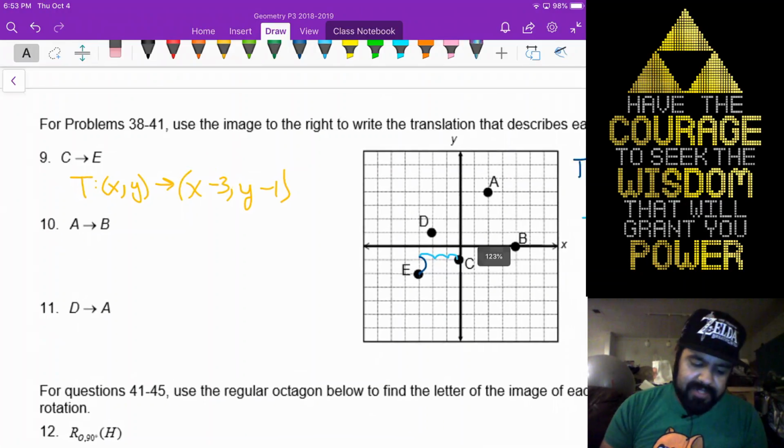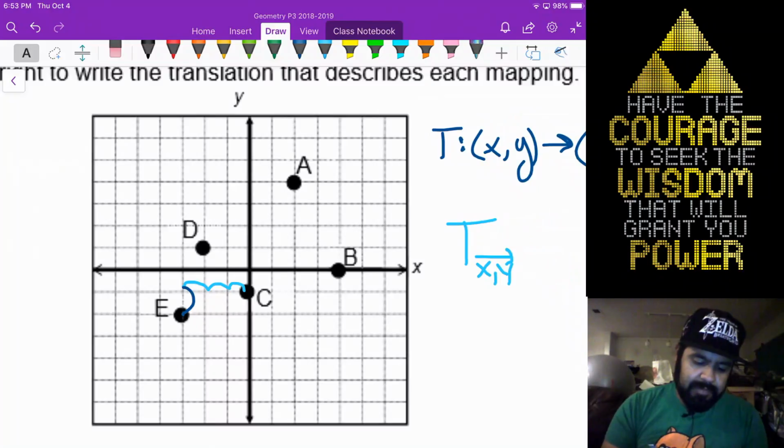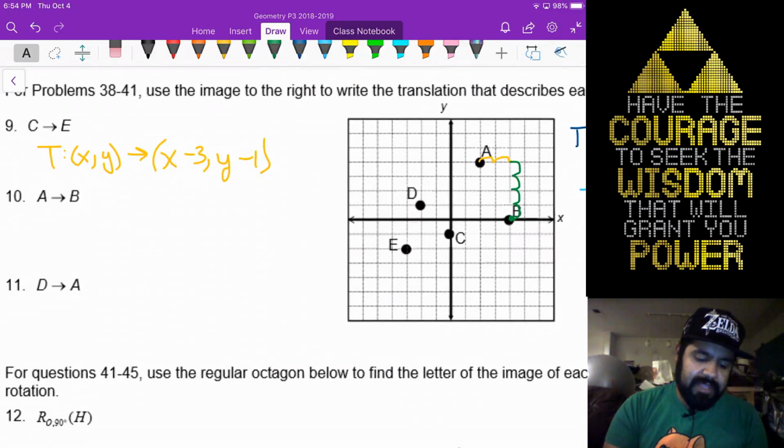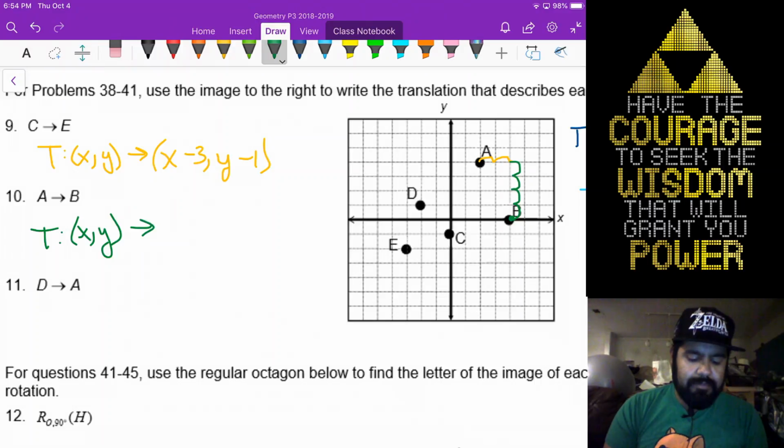All right, number 10, A to B. So if I'm looking at A to B, we're moving 1, 2 units to the right, then 1, 2, 3, 4 units down. So for this one, we're going to say the translation of x comma y maps to x plus 2, y minus 4.